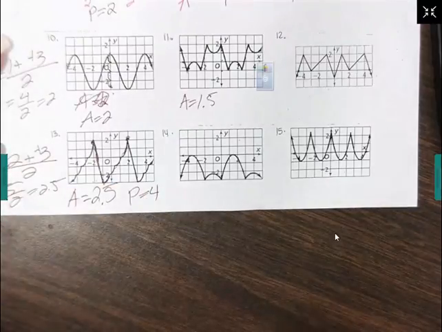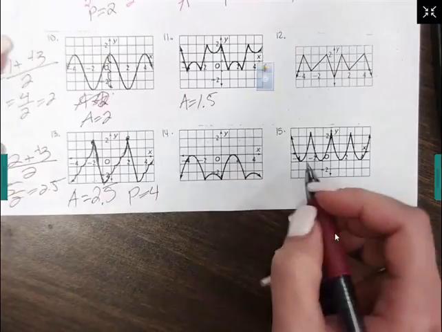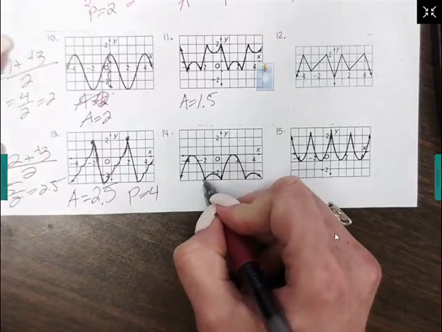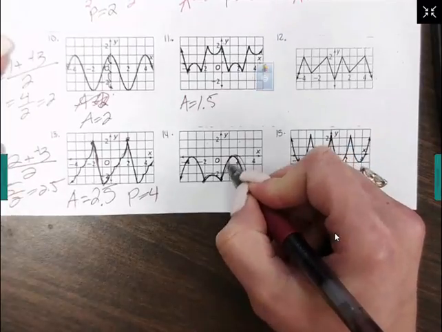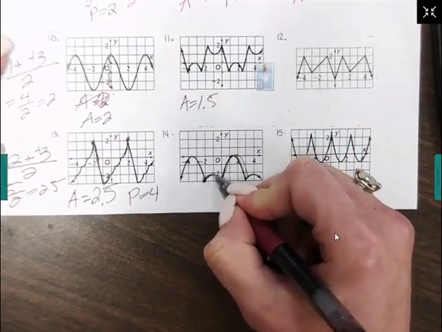Okay. So number 14. If we started here, we'd go little one, and then we go up and then back down, right? So we'd start here, -2, little one, up and back down.